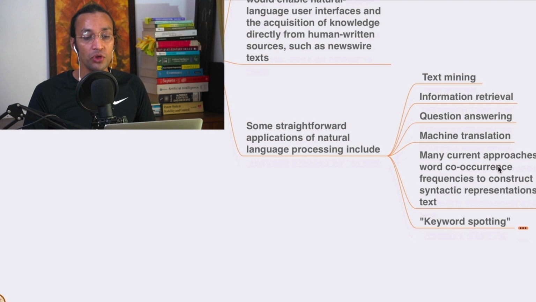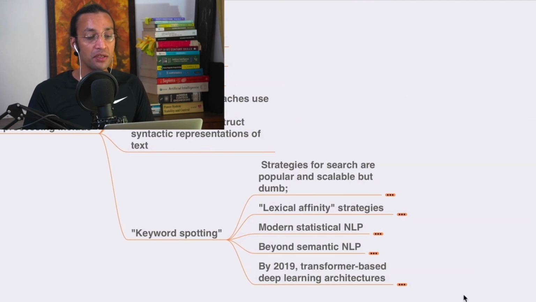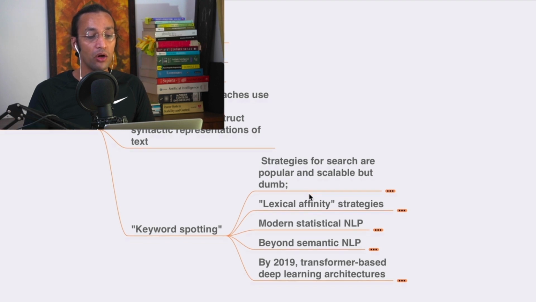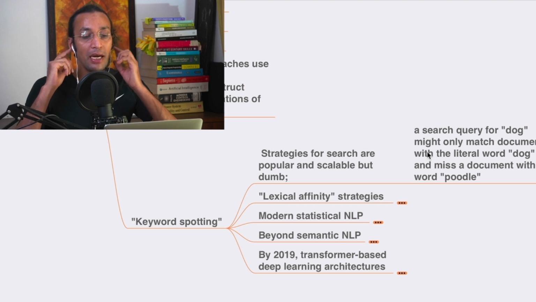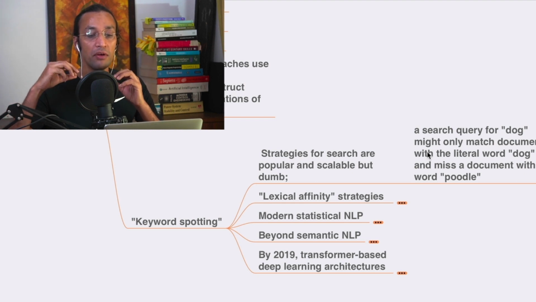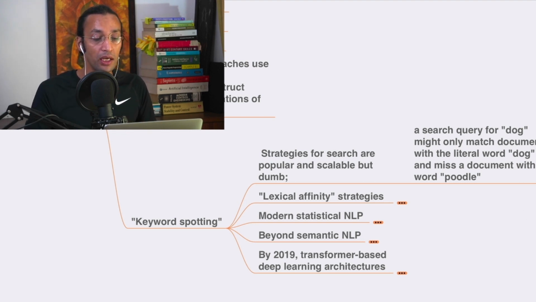Many current approaches use word co-occurrence frequency to construct syntactic representations of text. Keyword spotting strategies for search are popular and scalable but dumb. A search query for dog might only match documents with the literal word dog, and this misses documents with the word poodle.